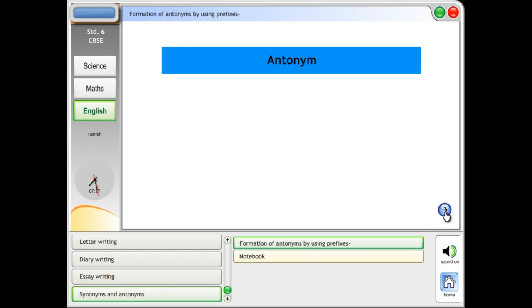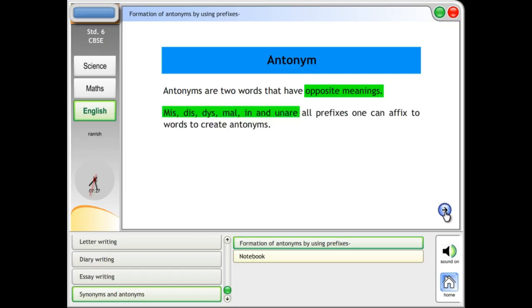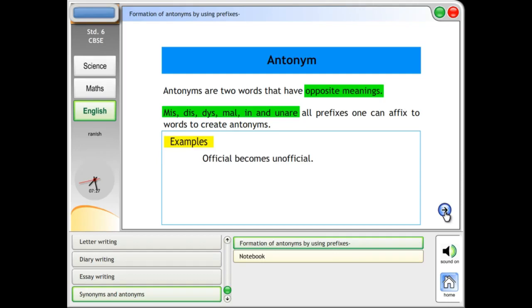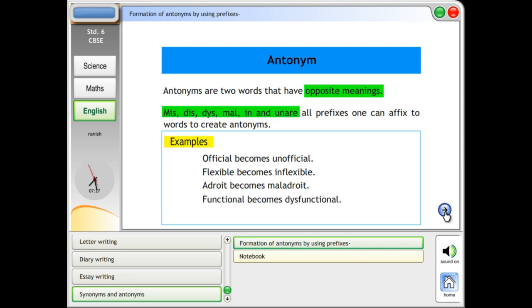Antonym. Antonyms are two words that have opposite meanings. Prefixes such as mis, dis, in, un, and a can be affixed to words to create antonyms. Examples: official becomes unofficial. Flexible becomes inflexible. Adroit becomes maladroit. Functional becomes dysfunctional. Philanthropist becomes misanthropist.